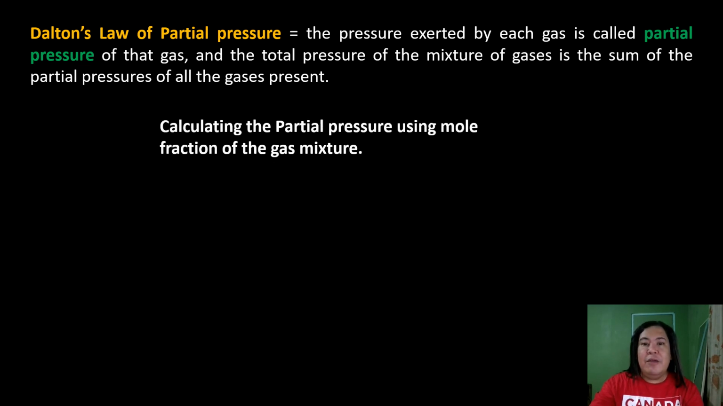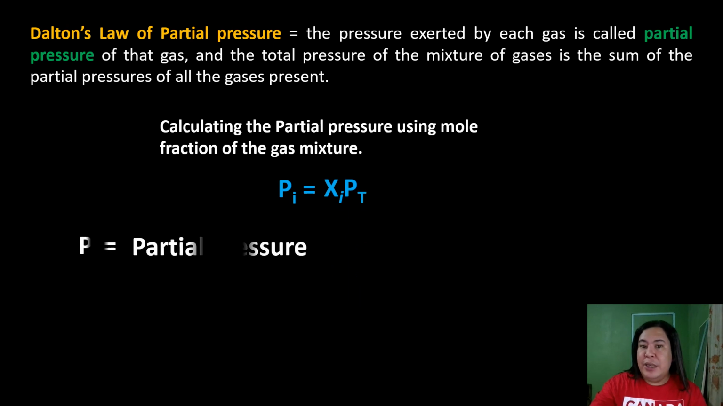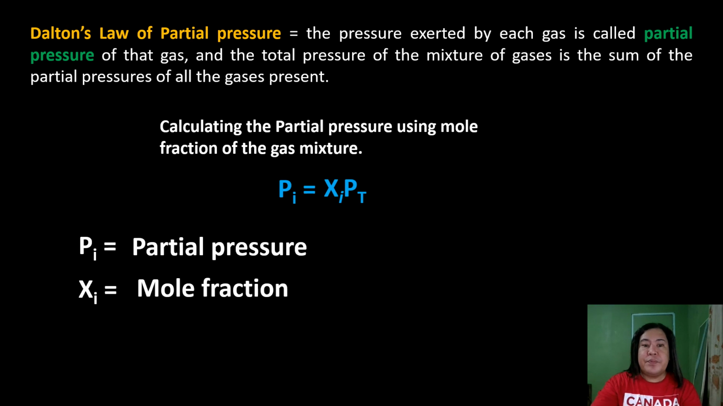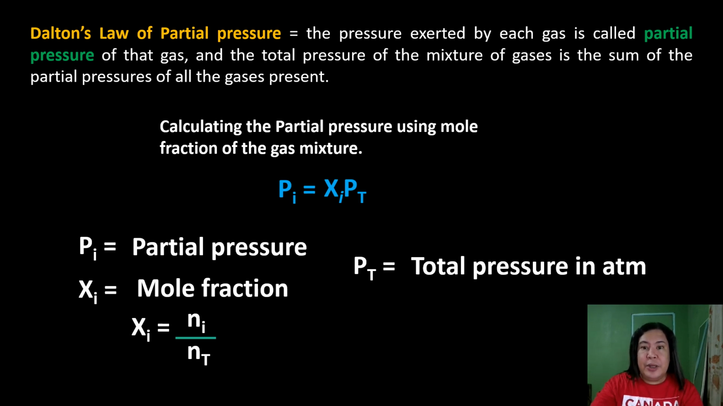In calculating the partial pressure using the mole fraction of the gas mixture, this is the mathematical equation being used. P sub i is equal to X sub i times P sub T, wherein P sub i is the partial pressure and X sub i is the mole fraction. You can calculate the mole fraction using this equation: X sub i is equal to n sub i divided by the total number of moles. n stands for the number of moles, and P sub T is the total pressure in atmospheric pressure, which we abbreviate as atm.